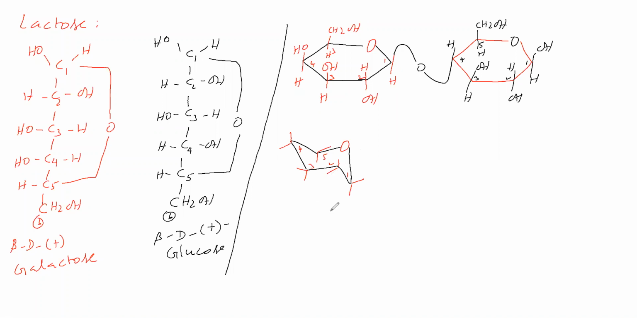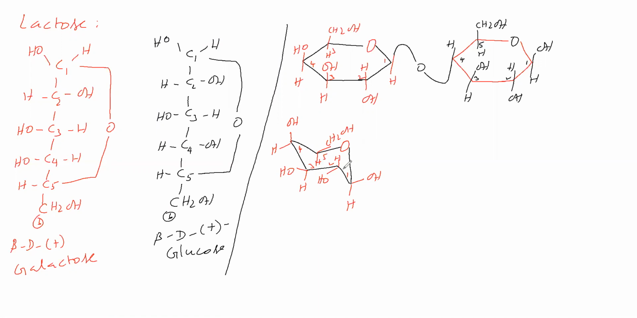In galactose, on the right side, hydrogen on C1 carbon is down. C2 carbon, right side OH group. C3 carbon, right side H. C4 carbon, right side H. C5 carbon, right side CH2OH up. CH2OH up, you write. Okay, it is beta-D-(+)-galactose.